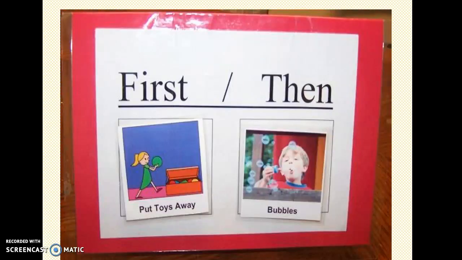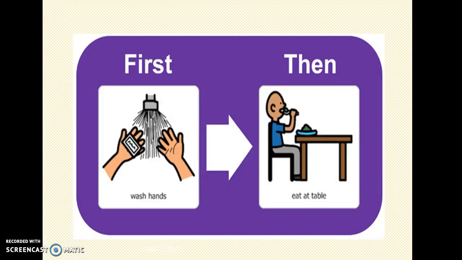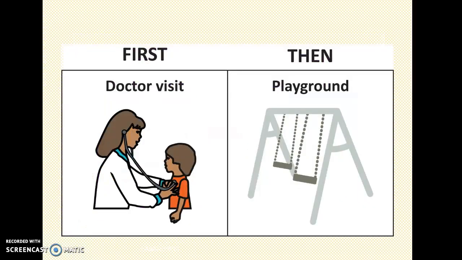Here's a couple of other examples of things that can be put in a first-then board. First, you put the toys away, then you get bubbles. First, you wash your hands, then you eat at the table. Again, this one sequences an activity. This is something that can be used for home as well.